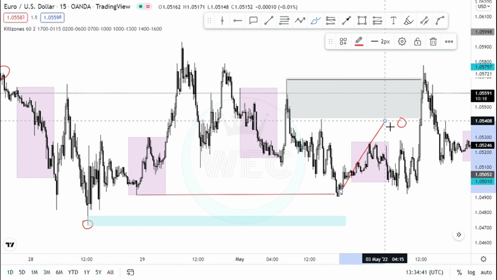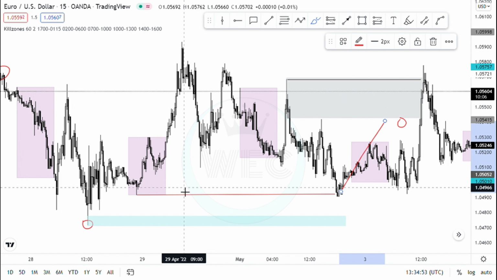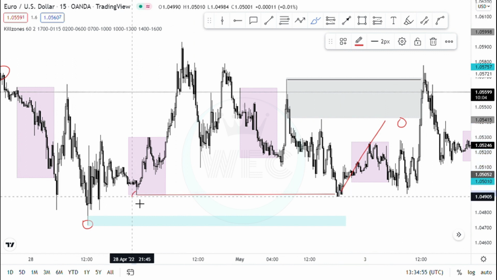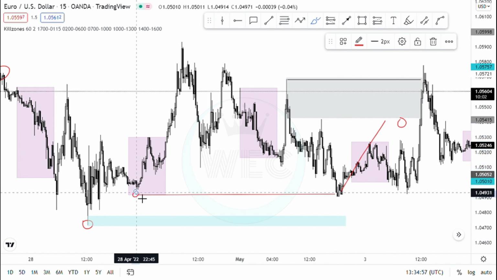Just because I understand this liquidity concept with structure, with demand and supply zones, all these three things that I said earlier, right? So immediately I saw this liquidity being taken, I just knew that I was good to go. And so I took the trade.